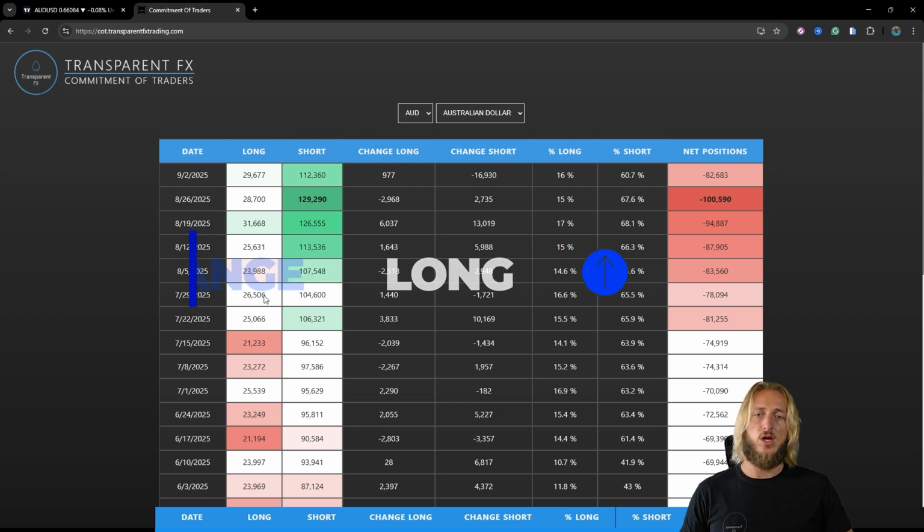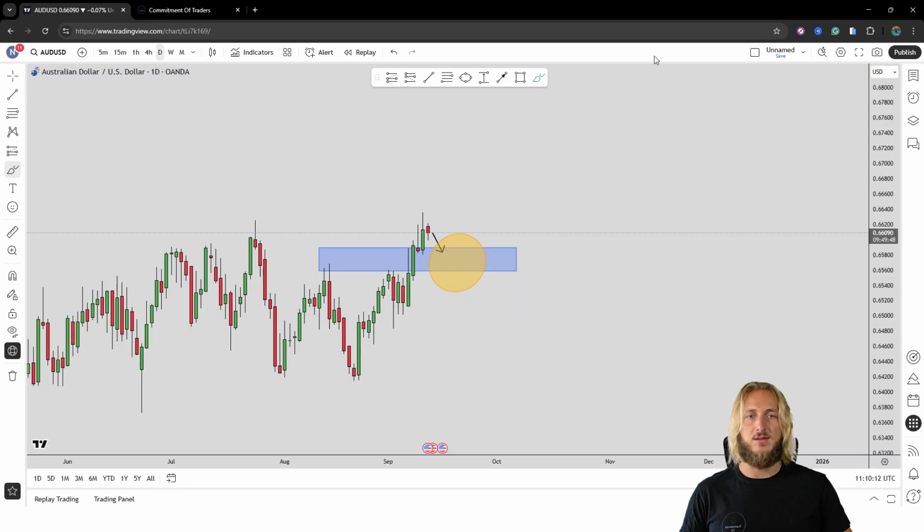We can see that longs went from the low here at 21K up to 29K. Shorts got decreased from 129K down to 112K. So AUDUSD has been getting stronger. So let's keep that in mind and move back to the chart.